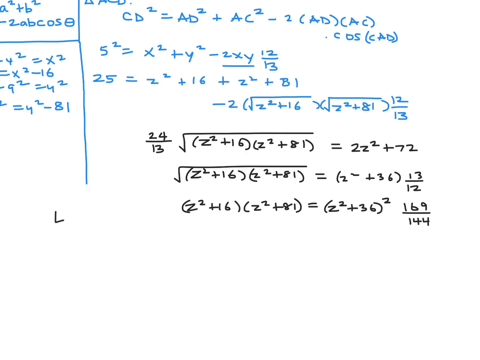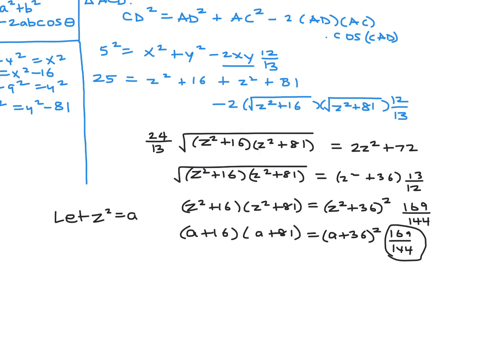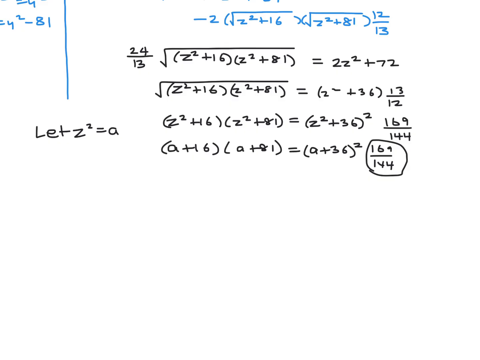And then, if you want, you can let z squared equal a just to make it cleaner. A plus 16, a plus 81, correct? And then this will be a plus 36, all squared, 169 over 144. And this is what you have to solve. And this isn't so bad. Unfortunately it makes it a mess in terms of the numbers, but you can expand and collect like terms, and I'll let you do that. I'm sure you can. It's just a quadratic. It's just the numbers are not as nice.